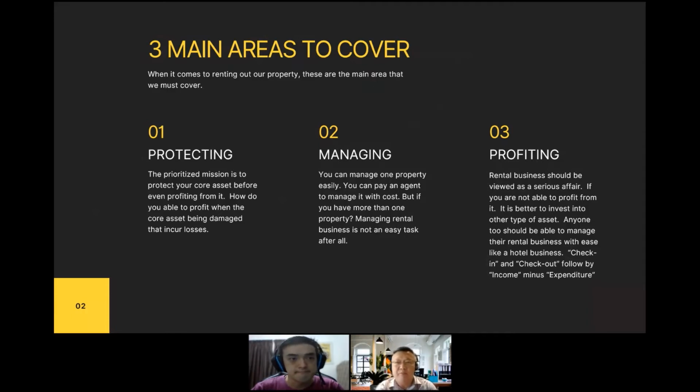The second will be managing. Like I say, for one property or two properties it's fine, but when you have 10 properties, you have a lot of things to handle, to be honest, a lot of things. All these things can become part of the problem that really changes your lifestyle, and makes you reconsider whether you still want to be in this business or not.